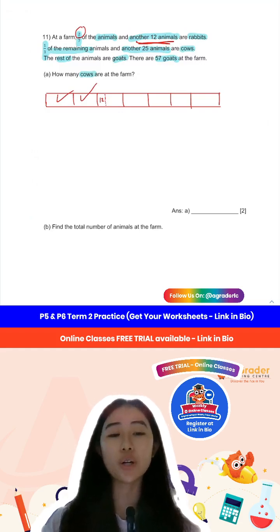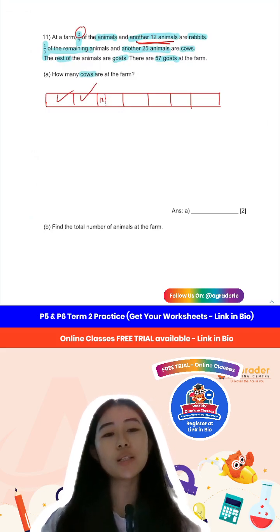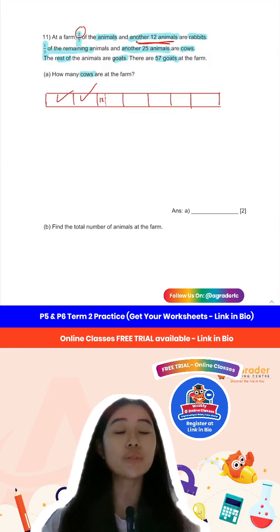Yes, Meow Yes, you're correct. It will be part of the third unit. Okay, so this is my 2 units plus an extra 12. And then I can label this as the rabbits.